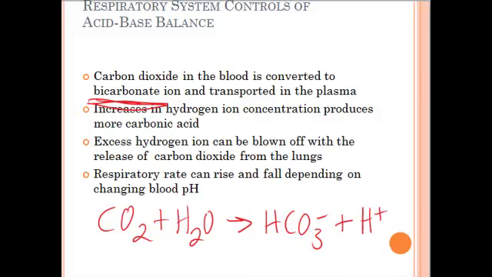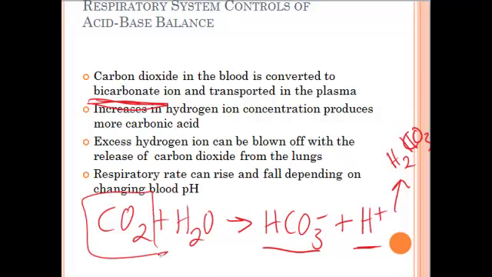CO2 plus water is going to become a bicarbonate ion plus hydrogen, so it's going to increase the acidity of the blood. And it can also further become carbonic acid, H2CO3. Anyway, the CO2 concentration is what affects the buffer system inside our blood. If it's becoming too acidic, we can get rid of CO2 through the respiratory system, and that's going to push this system this way.